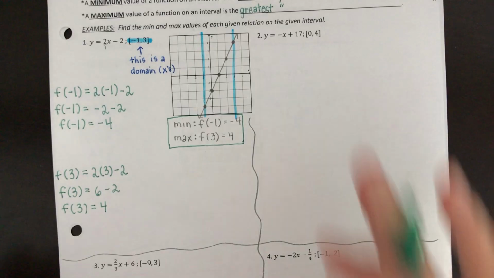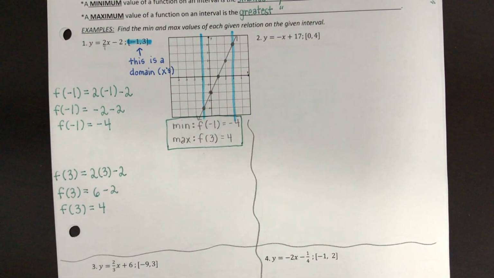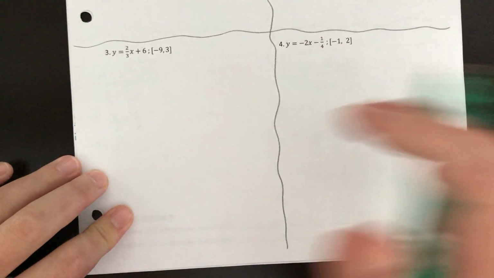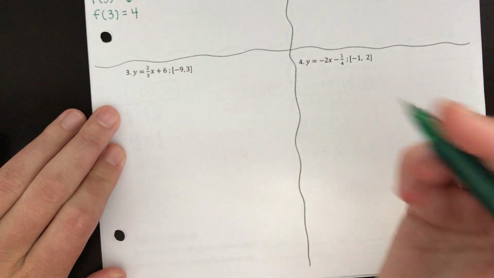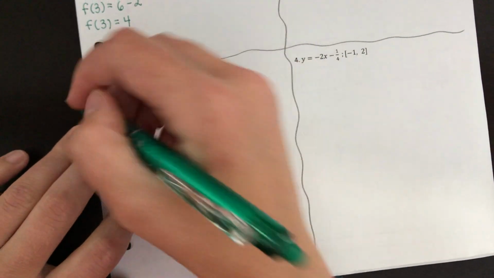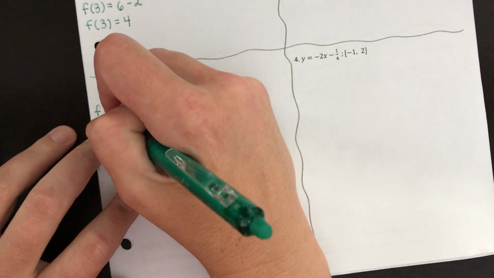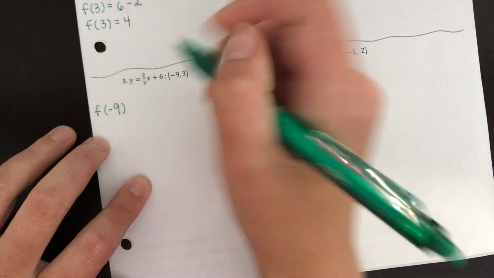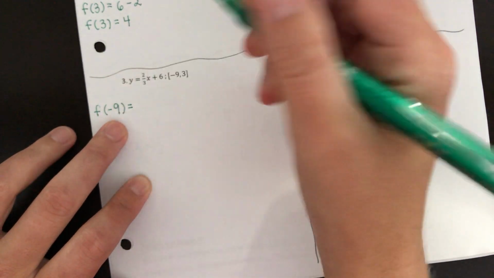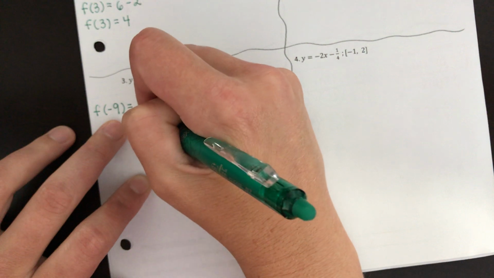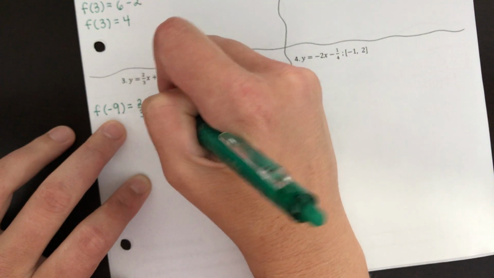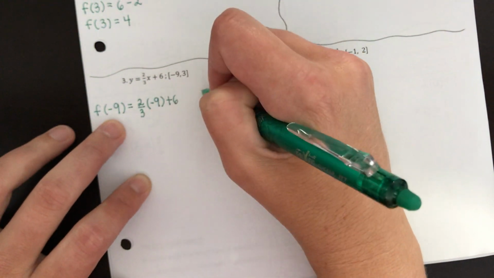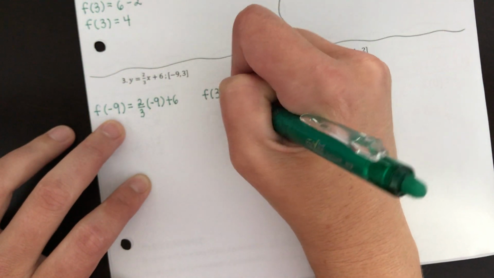Okay, so now let's go on to the next problem here. In fact, we're going to skip that one just for sake of time. So let's move on to this problem here. What we're going to do is compute f of negative 9. That's our leftmost boundary, and that's going to be 2/3. Where I see x, I plug in negative 9, plus 6, and I'm going to compute f of 3.